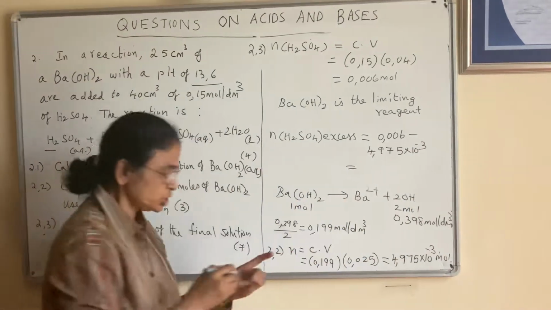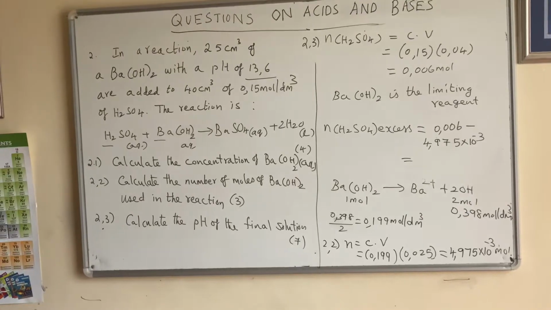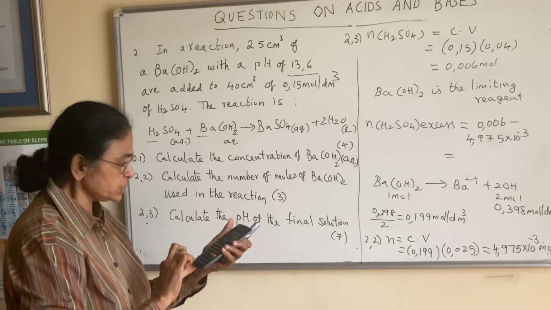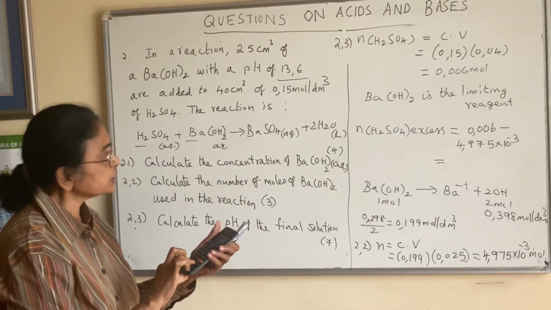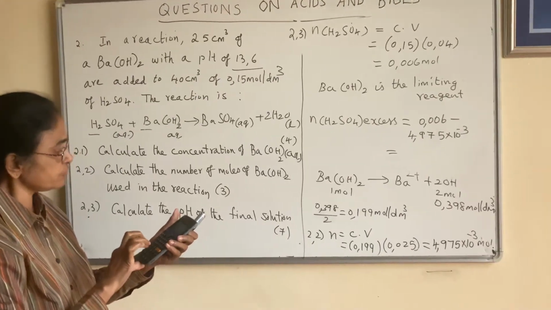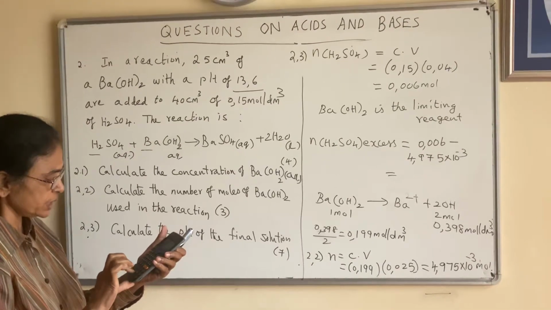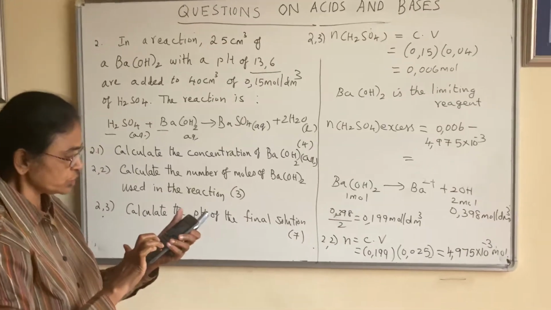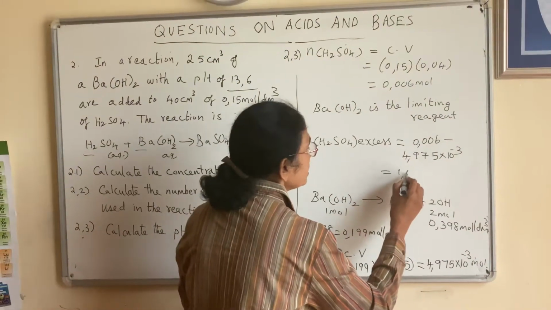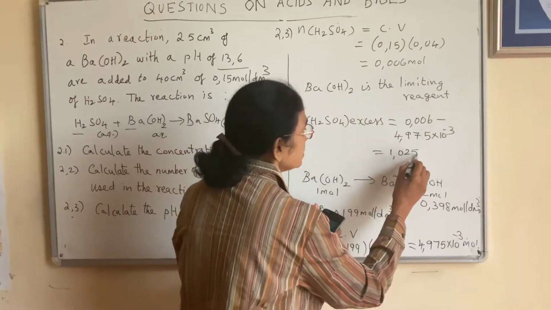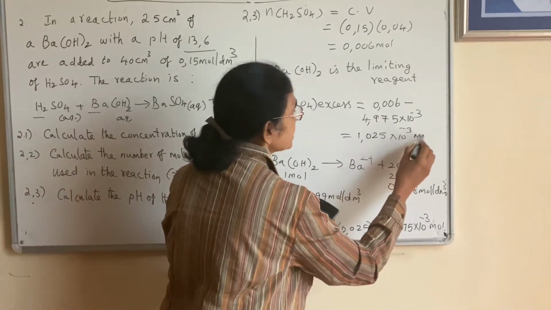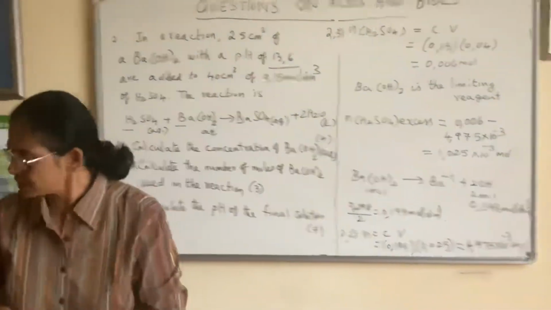Let's do the calculation and find out what is going to be the answer here. 0.006 minus 4.975 exponential minus 3. Let's see what's going to be the answer here. 1.025 times 10 to the power of -3 moles. That is the excess amount of sulfuric acid.